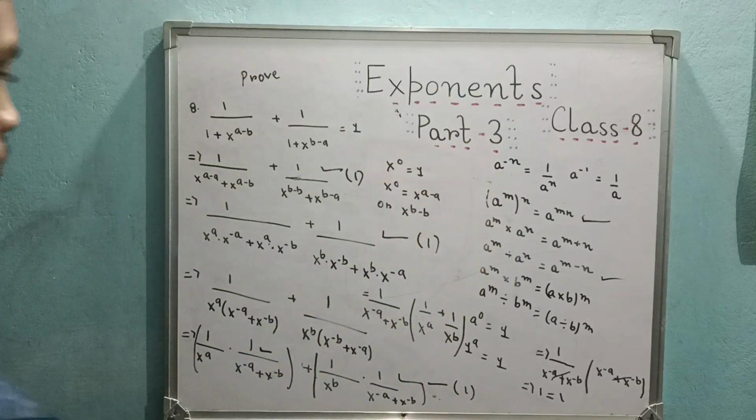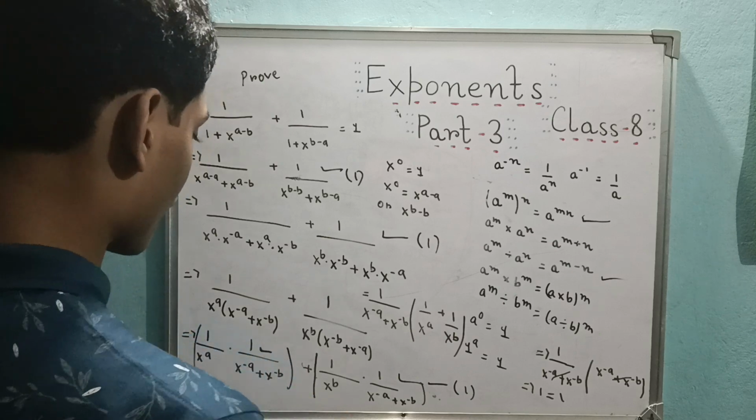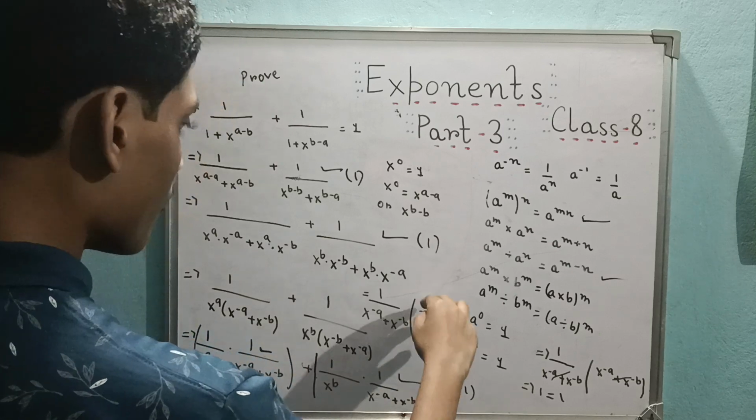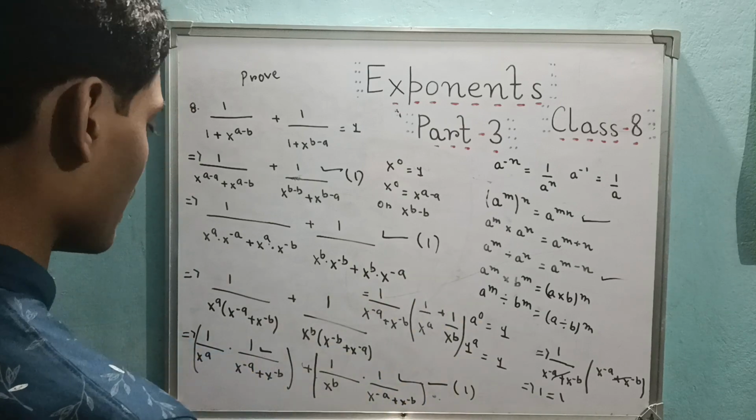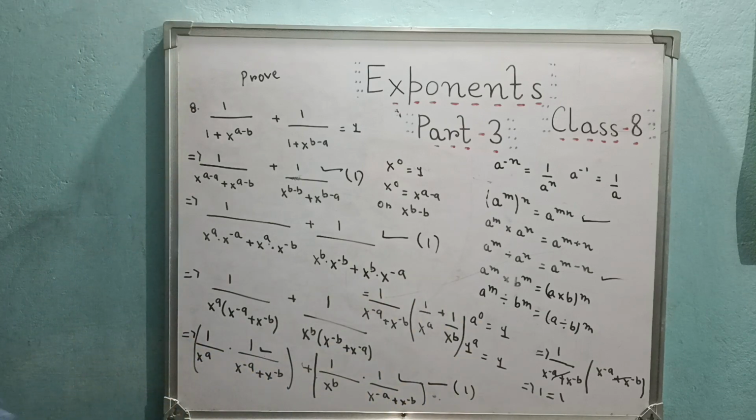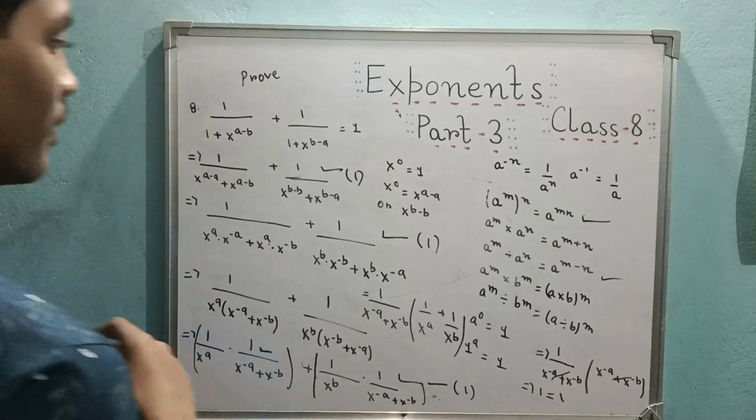Again, you just take 1 plus 1 by x to the power minus a plus x to the power minus b common. You have 1 by x into 1 by x to the power a plus 1 by x to the power b. That's okay. No marks for that. It's a simple logic.